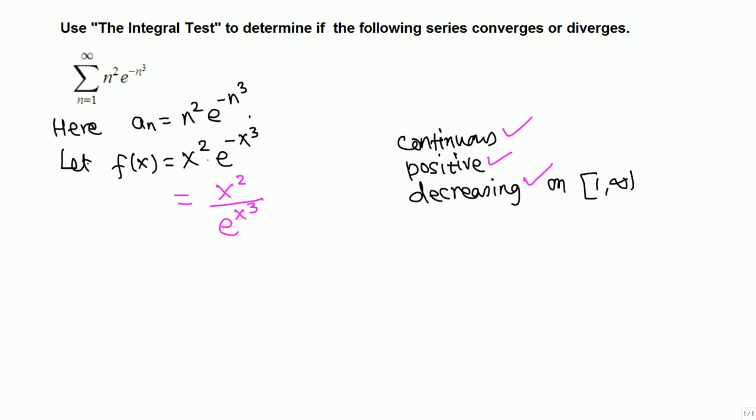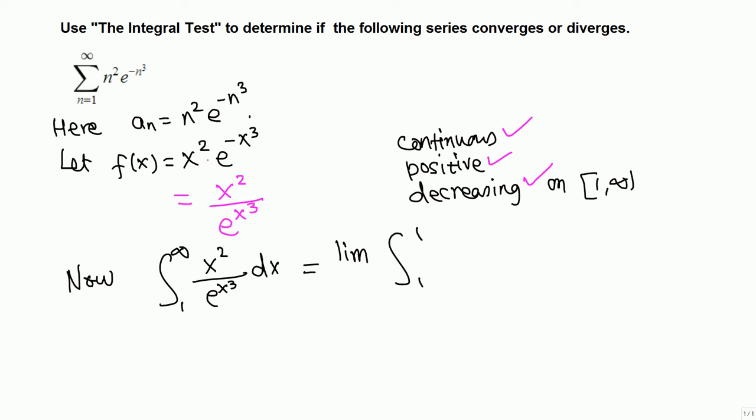Now we find the improper integral of this function. Let me write it this way: x squared over e to the x cubed, from 1 through infinity. We find this improper integral. If this converges, this series converges, and vice versa. To evaluate this improper integral, we need to take the limit, because of infinity: 1 through t. Let the limit as t goes to infinity of x squared over e to the x cubed dx.